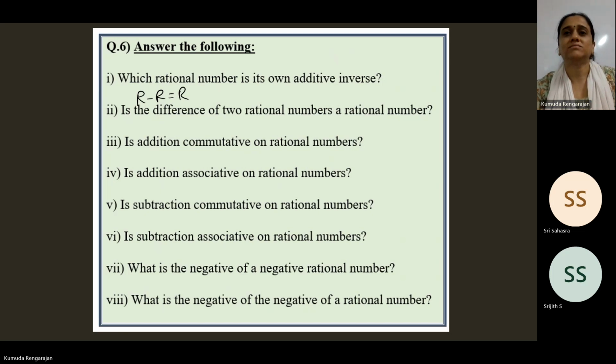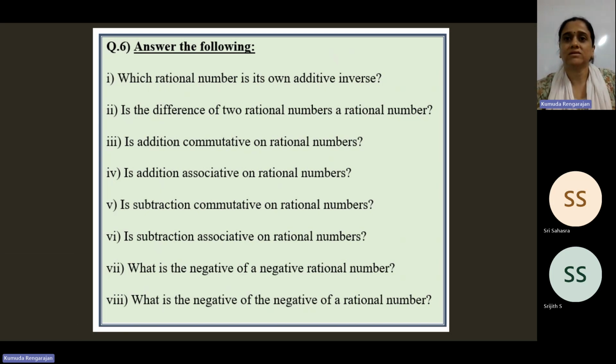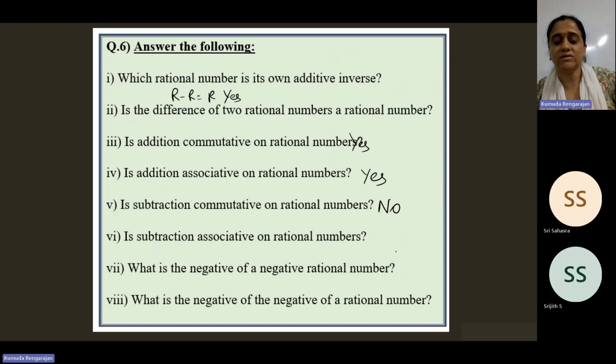The second question answer is the same as closure property. That's what the closure property is, what is asked here. Is the difference of two rational numbers a rational number? Yes. R minus R is always R. Is addition commutative on rational numbers? Yes or no? Yes. Okay. Is addition associative? Yes. Is subtraction commutative? No. Is subtraction associative? No.